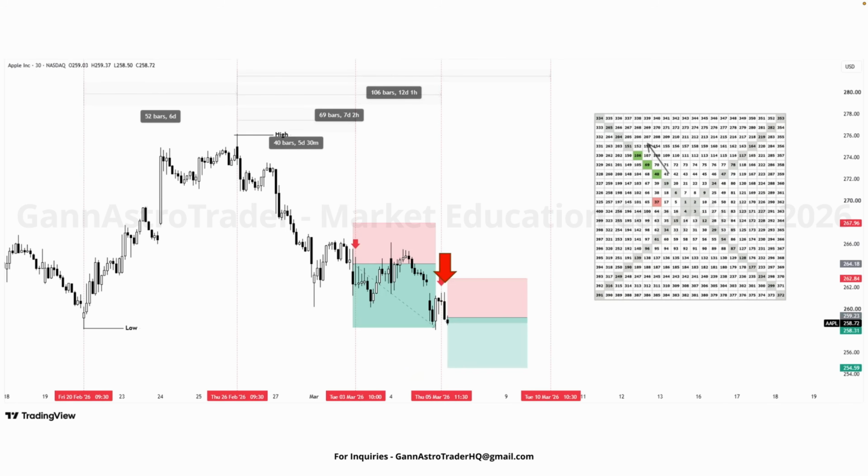Now we approach our next reference around Thursday, March 5th at 11:30 in the morning. After the previous decline, sellers have been dominant, but as price reaches the lower area, their momentum begins to weaken. Buyers start becoming active again and begin absorbing some of the selling pressure. Price stabilizes instead of continuing straight down, which tells us that the balance between buyers and sellers is changing. This creates the next area where we watch for a potential reversal or recovery.